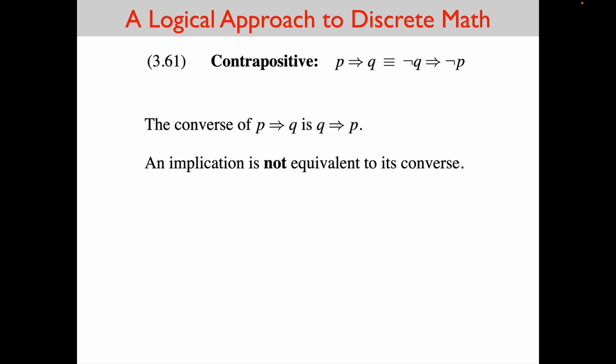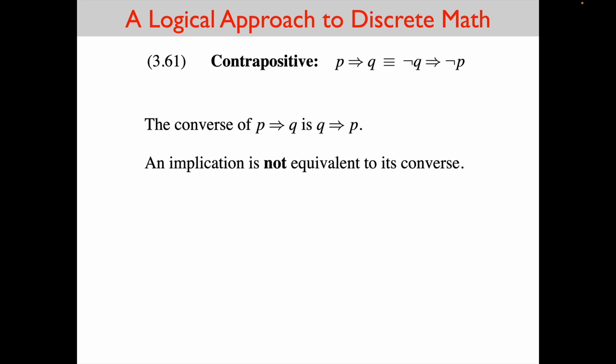For example, when you say, if it is raining, then the sidewalk is wet, well, that's obviously true, because if it's raining, the rain's going to fall on the sidewalk and the sidewalk's going to be wet. But the converse is, if the sidewalk is wet, then it is raining. And that doesn't have to be true, because maybe the sidewalk is wet because the sprinklers are on. You see? So the point is that an implication is not equivalent to its converse.